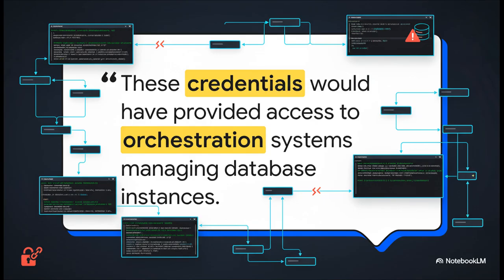So how did they pull it off? Well, the crucial piece was a set of credentials for an orchestration API that they found just hard-coded inside a deployment script. And as this quote shows, those credentials, combined with the internal service URLs that were also in the script, gave them direct administrative access to the systems managing all those databases.